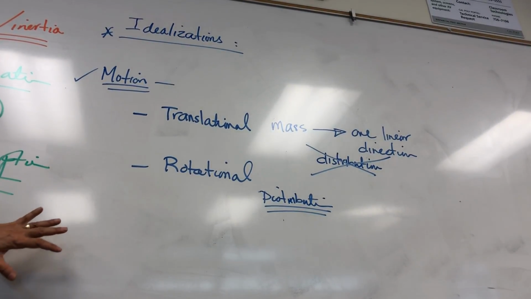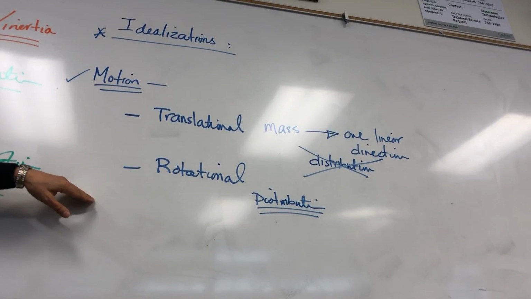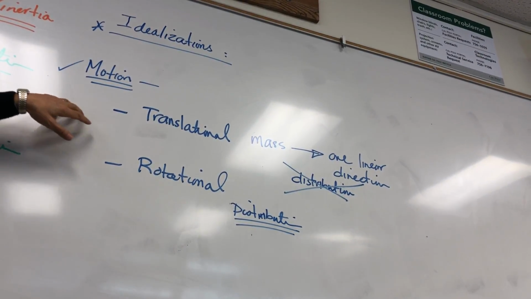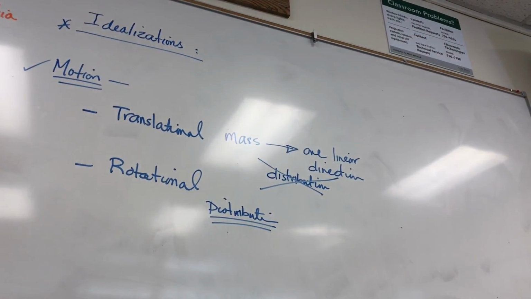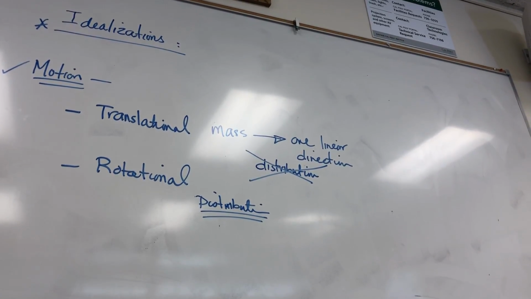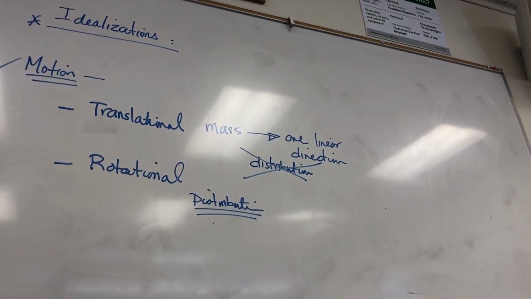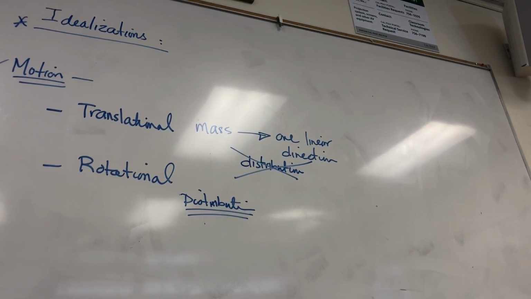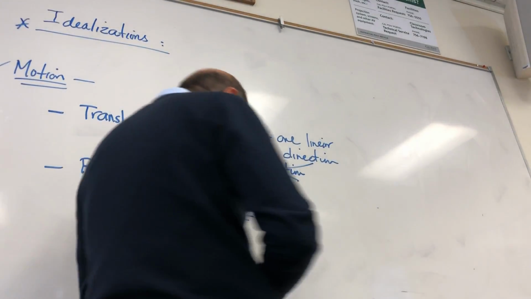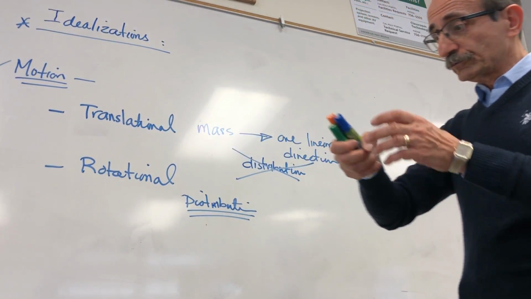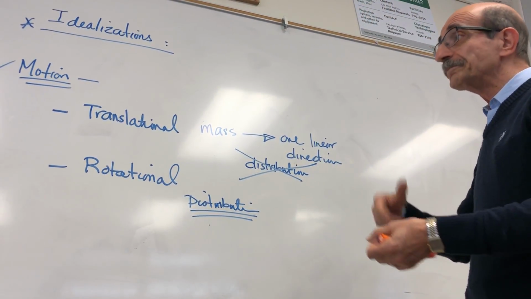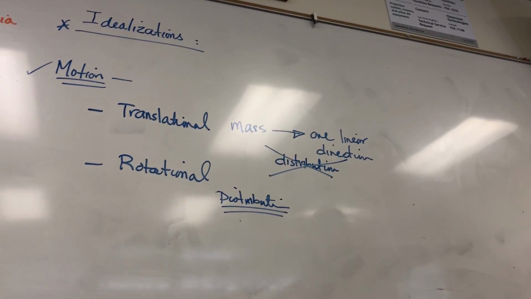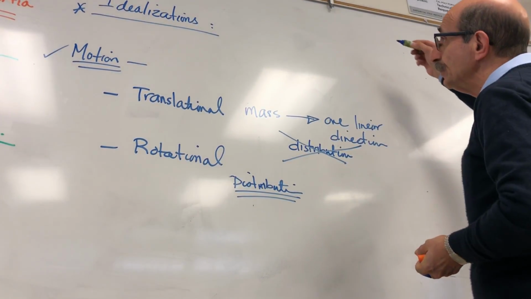So that's the first idealization, that we're dealing with these two motions and what each of these basically limitations or idealizations basically translate into. The second thing that we need to discuss is going back to the system itself. So again, let's go back to the system.